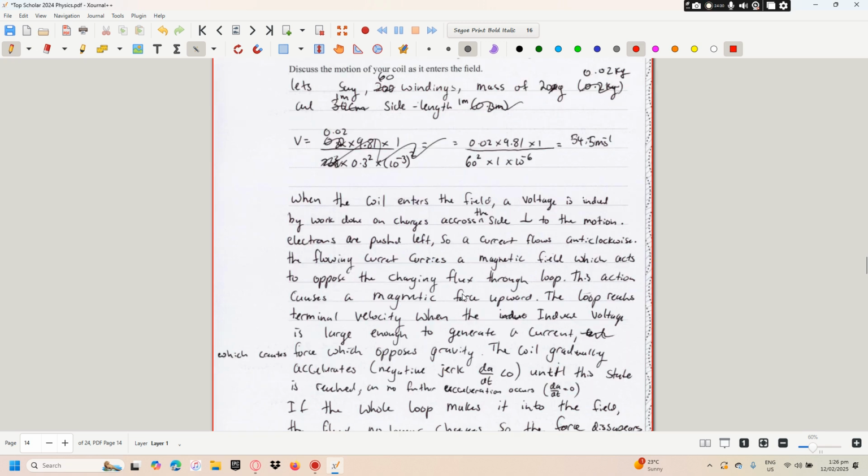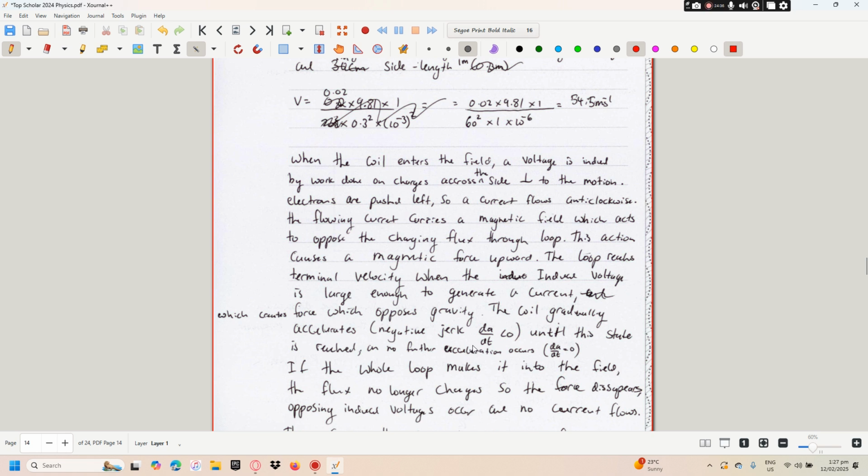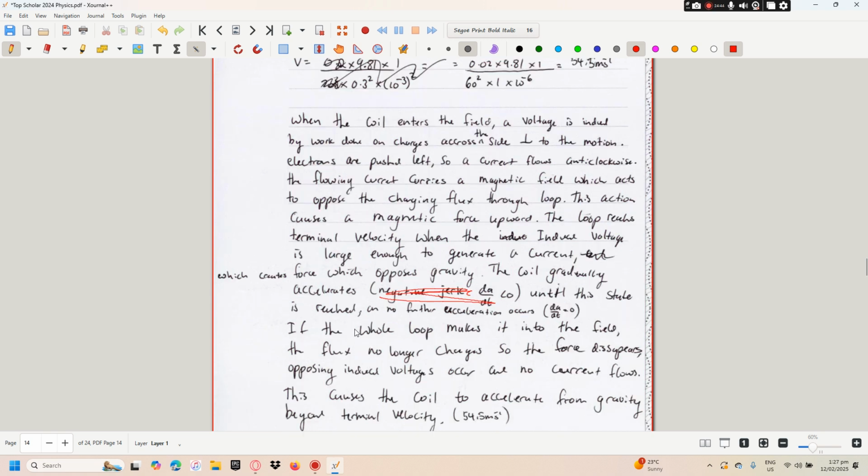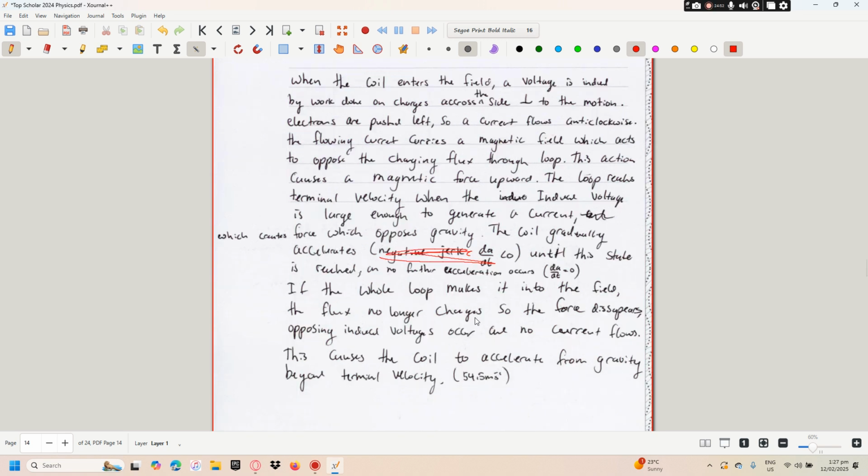The loop reaches terminal velocity when the induced voltage is large enough to generate a current which creates a force which opposes gravity. The coil gradually accelerates. Negative jerk: you don't need this, you can get rid of that, it's a bit advanced. If the whole loop makes it into the field, the flux no longer changes, so the force disappears. Opposing induced voltages occur and no current flows.